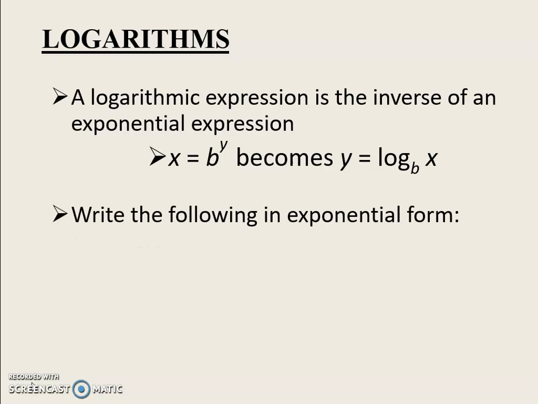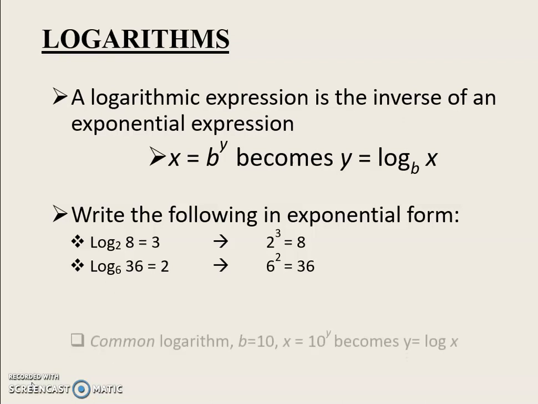So, for example, write the following in exponential form. If I have, let's say, log of 8 to the base 2 is equal to 3, then in exponential form, that's equivalent to 2 to the power 3 is equal to 8. All right, so the base is 2, right? And then if you raise it to 3, that will give you 8. Or another example would be log of 36 to the base 6 is equal to 2. That's equivalent in exponential form to 6 to the power 2 is equal to 36. Right, which makes sense because 6 times 6 is equal to 36.